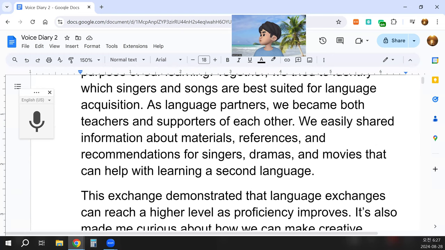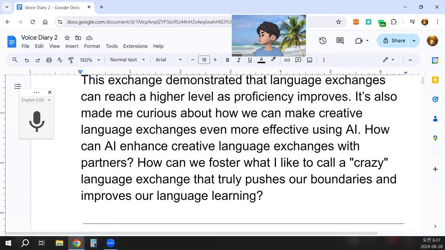As language partners, we became both teachers and supporters of each other. We easily share information about materials, platforms, and recommendations for singers, dramas, and movies that can help toward learning a second language. This exchange demonstrates that language exchanges can reach a higher level as proficiency improves.